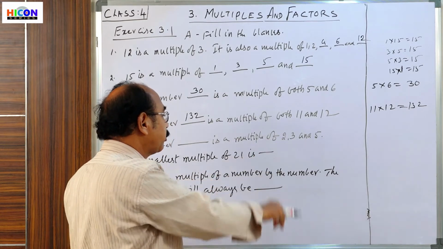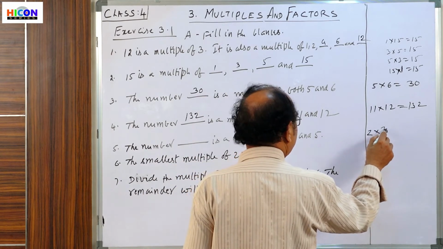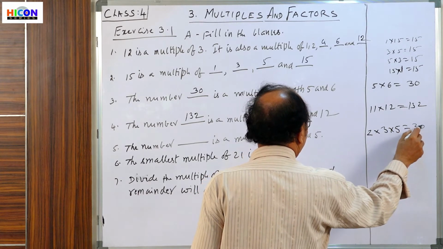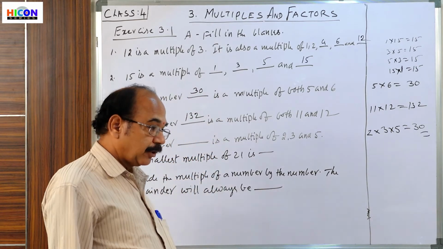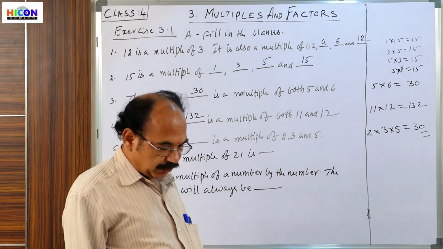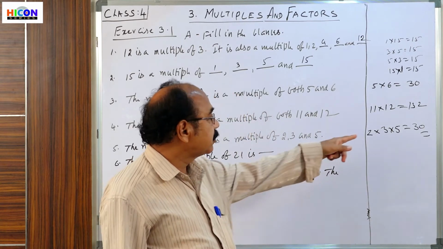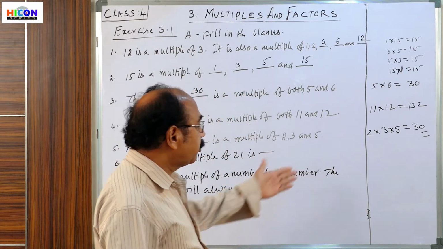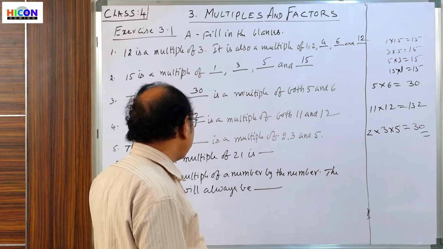The number dash is a multiple of 2, 3 and 5. See? 2, 3 and 5. 2 3s are 6, 6 5s are 30. So here the number is 30. 2, 3, 5, what do you have to say? 30. Because by multiplying the three numbers we are getting 30. That's why. Next one.